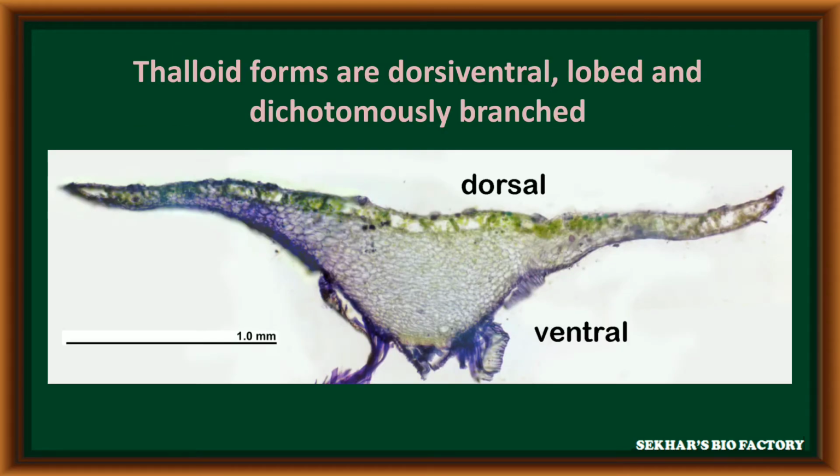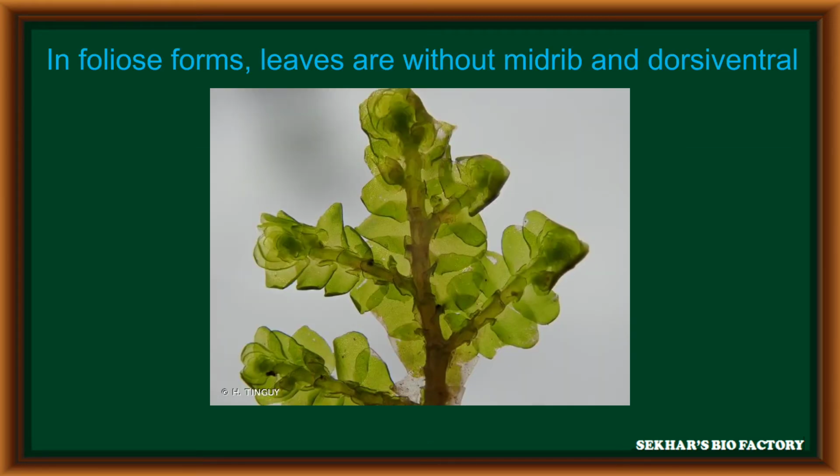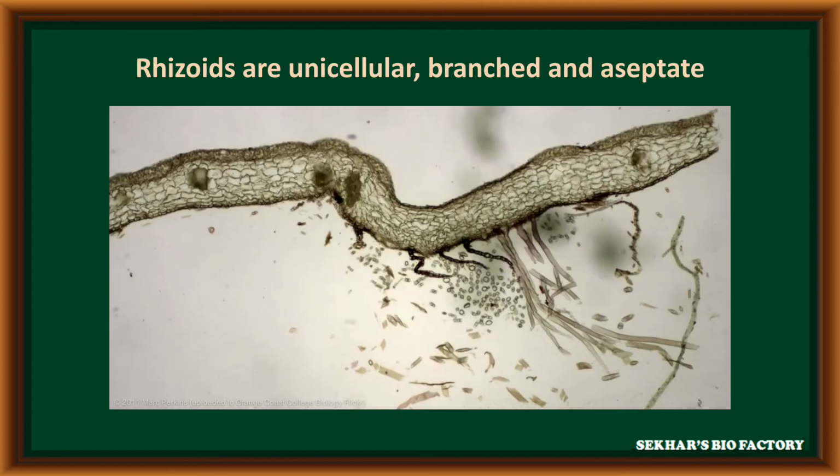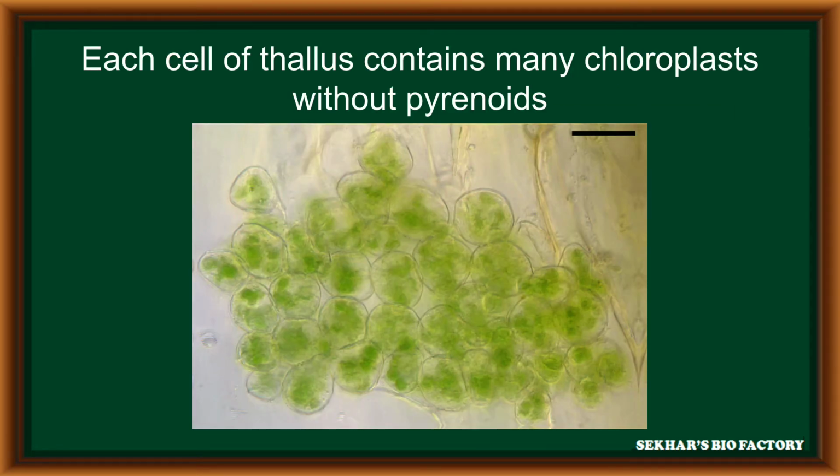The thallus plant body is dorsiventrally differentiated with dichotomous branches having two lobes. In foliose form, leaves are without midrib and it is dorsiventrally differentiated. In these members, the rhizoids are unicellular, branched, and aseptate in nature. In their body, each cell consists of many chloroplasts without pyrenoids.